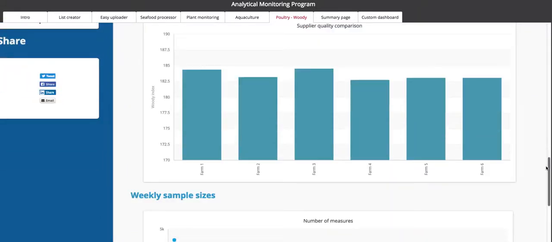It also keeps a running average. If you have several different farms, which farm is producing your highest and your lowest woody index? And again, all this data is exportable just by double-clicking on it.